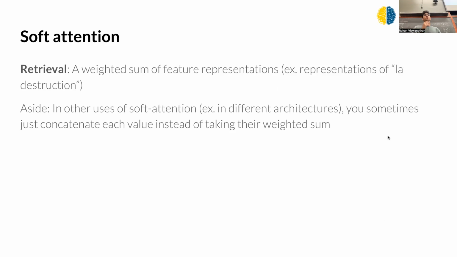There's a weighted sum of representations that we now want to consider, right? And we want to update our values accordingly to assign different weightages based on the result of our dot product, or whatever similarity metric we use, right? In other uses of soft attention, we sometimes just want to concatenate values instead of taking their weighted sum. And through that concatenation, you're taking into account potentially their respective values.